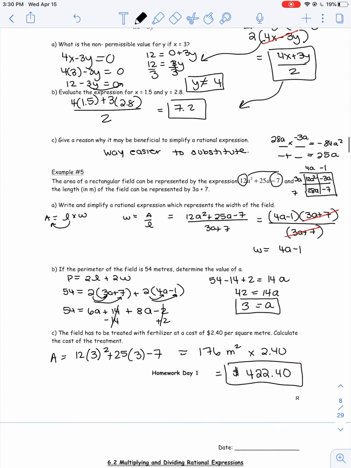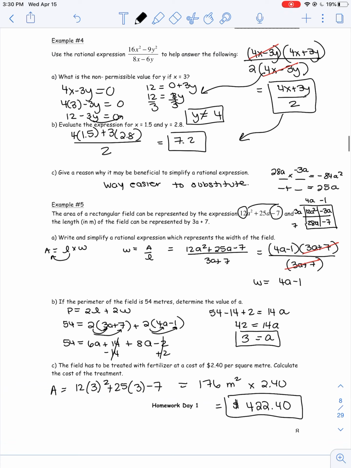So that is lesson 6.1, and what you want to do is try a few questions from day one homework just to see that you understand this concept. The main idea and the main concept is finding your non-permissible values, being able to simplify, and then also being very comfortable with factoring in this lesson.